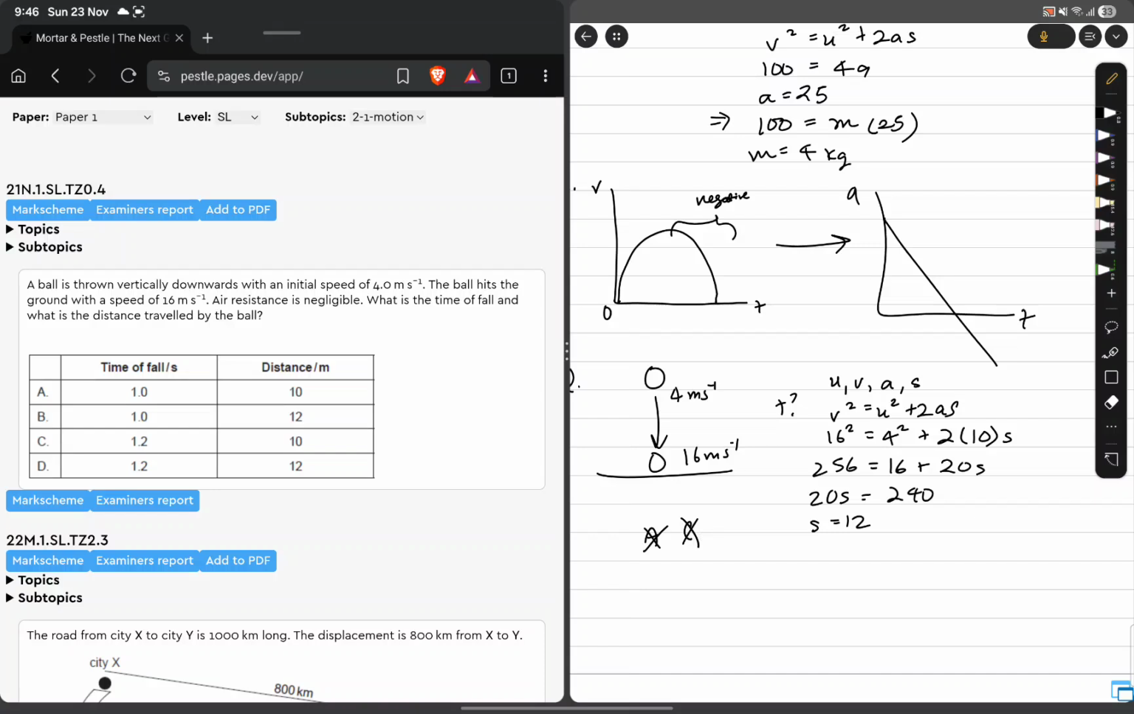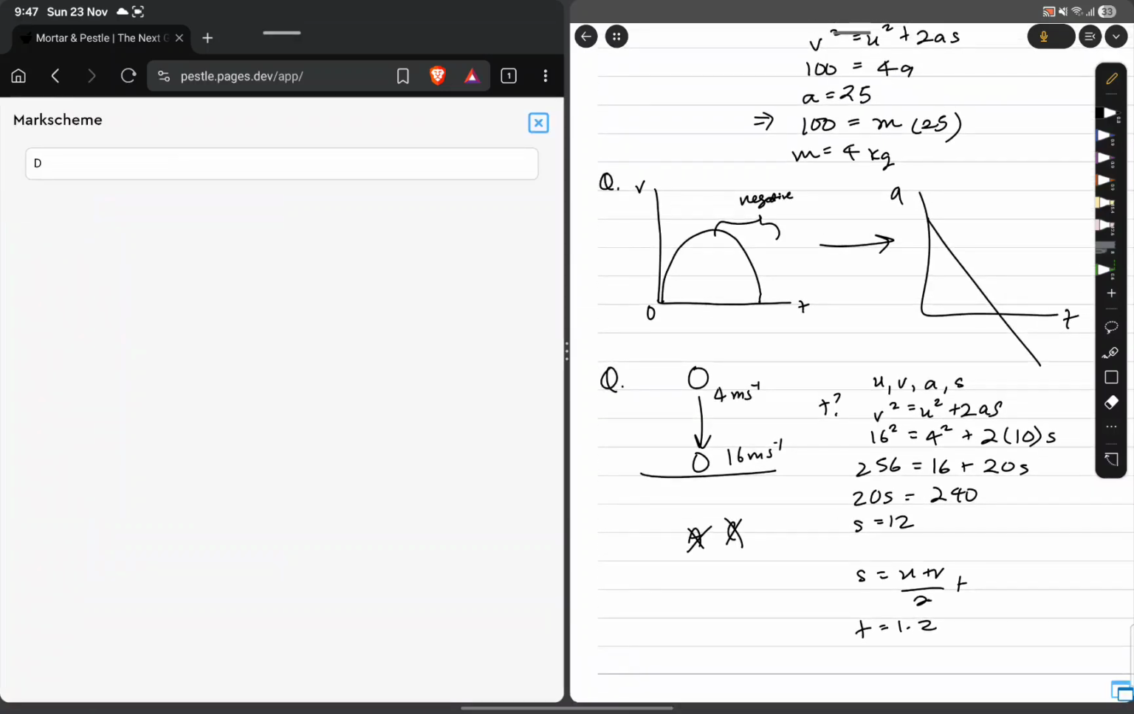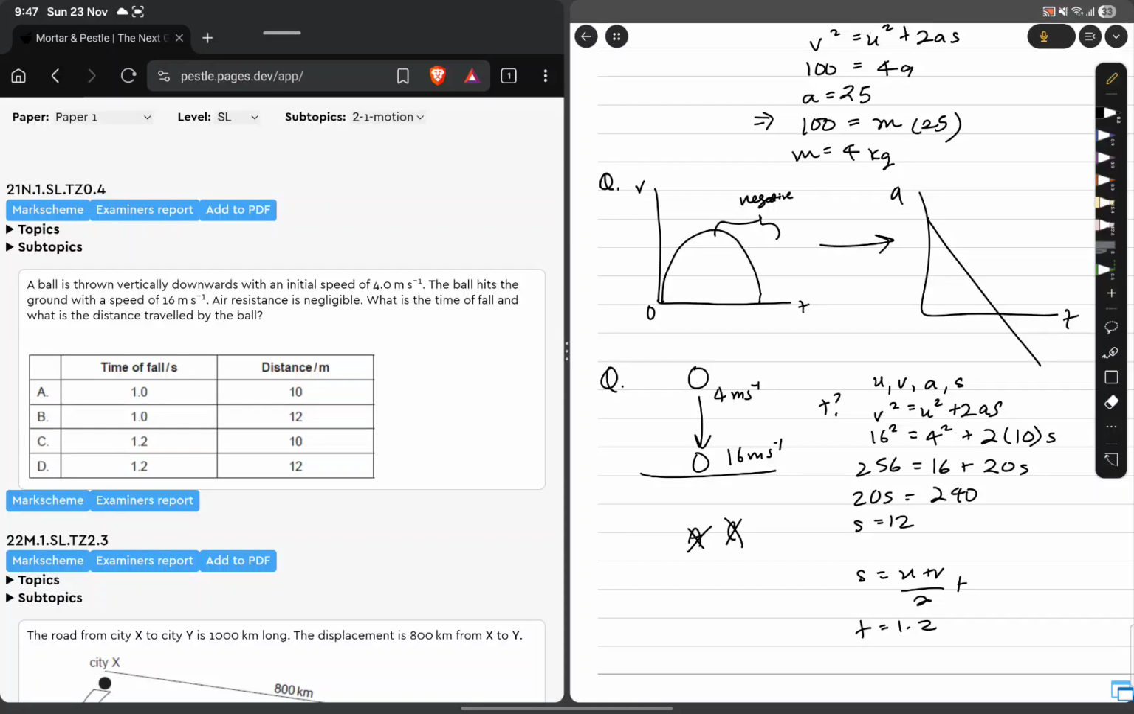Well, the time of fall, we can find that by s equals u plus v over 2 times t. U is 4 plus 16, 20, and over 2 is going to be 10t, which means t is 1.2. Which means it's going to be C. No wait, it's going to be D. What the hell? I just said it can't be C. It's going to be D.